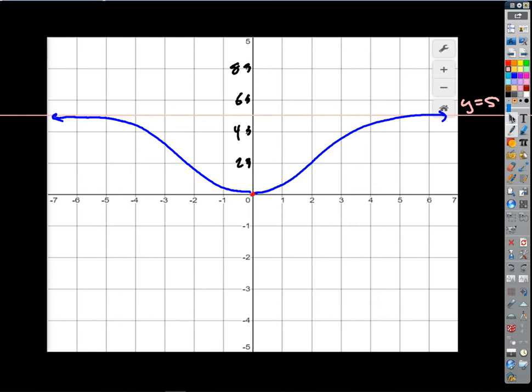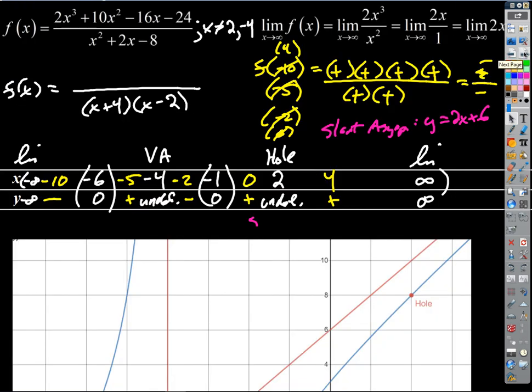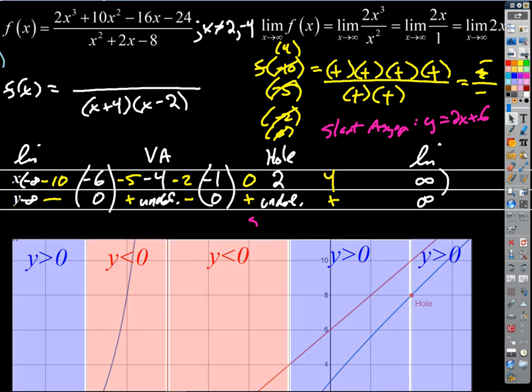Okay? And then the last one we looked at was a little tougher, right? This one was a little harder to factor. Bottom was easy. Bottom factored into x plus 4 times x minus 2. So we know we've got to exclude the values -4 and +2. But we got to know what the top factors into to determine are those holes or asymptotes, right? So we did that.